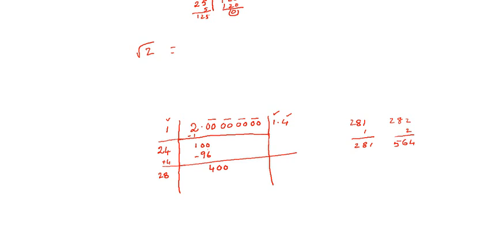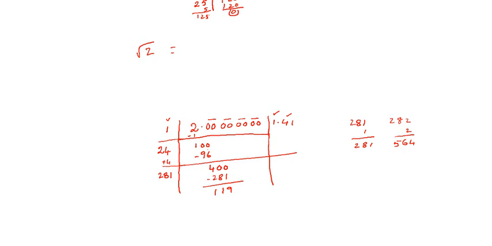Now what do you write? 281. So here on the right side of the divisor, you write 1. That means 281 ones are 281, and you write 1 in the quotient. Now you subtract again as in division. What you get? 119.